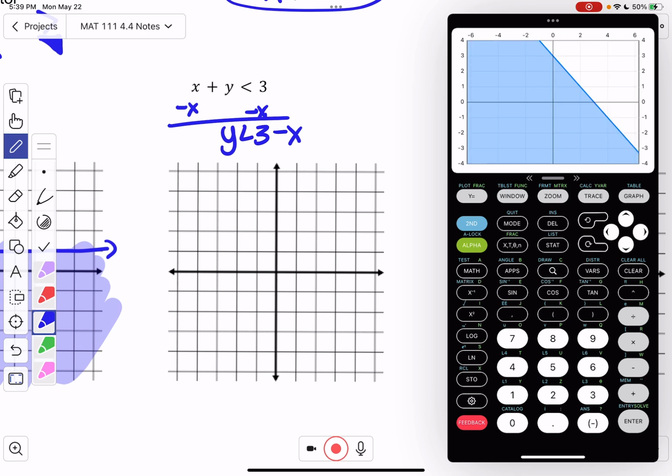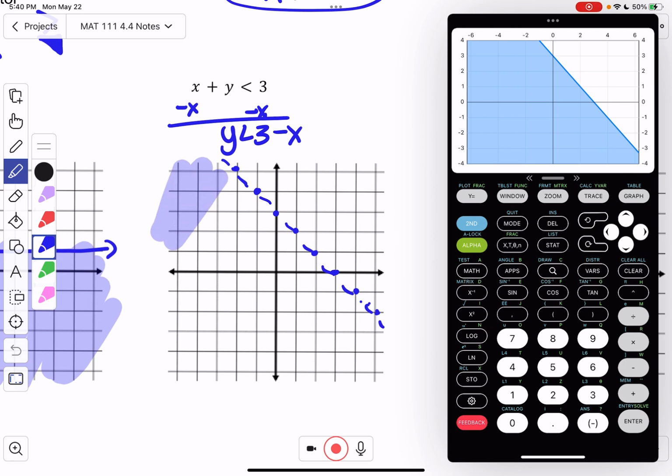There would be our graph. If I did it by hand, I would go up to the 3, down 1 over 1, down 1 over 1. Because this is less than but not equal to, it's a dashed line, and we shade underneath. If you were to turn this in on a test, you can take a picture of your graphing calculator and send that. Just make sure you also note that that line should be dashed. Otherwise, you won't get full credit.